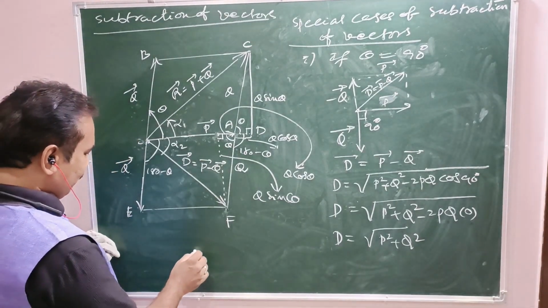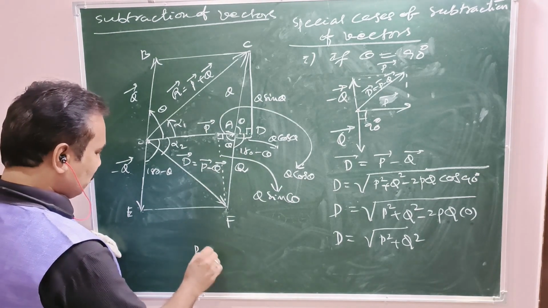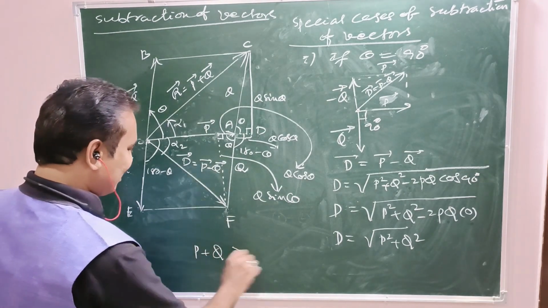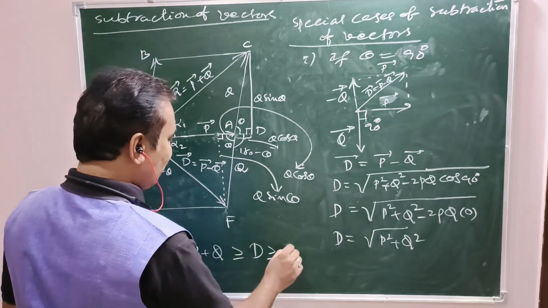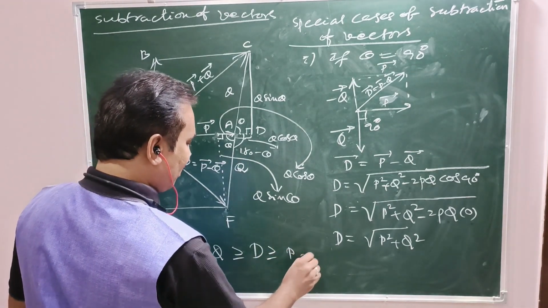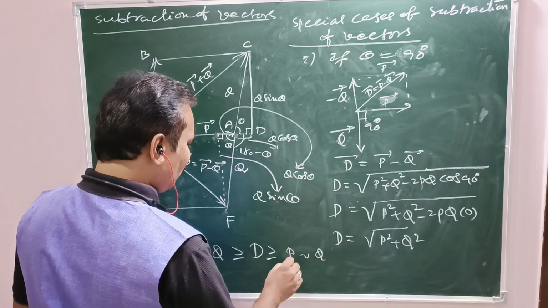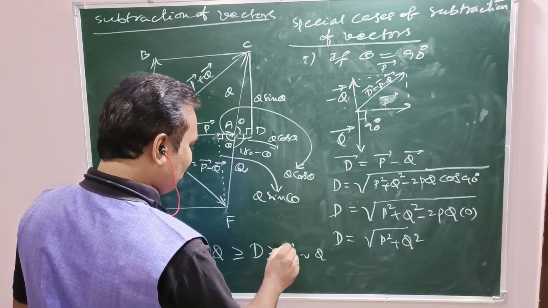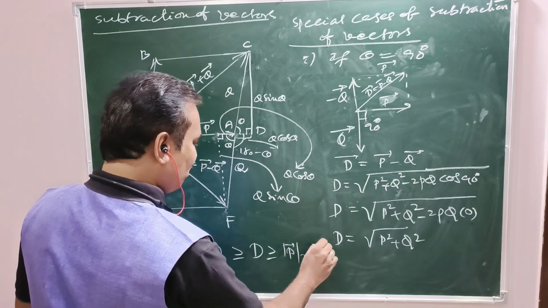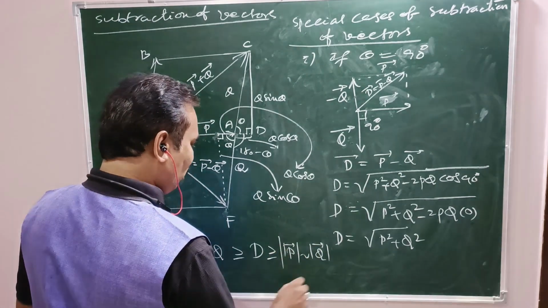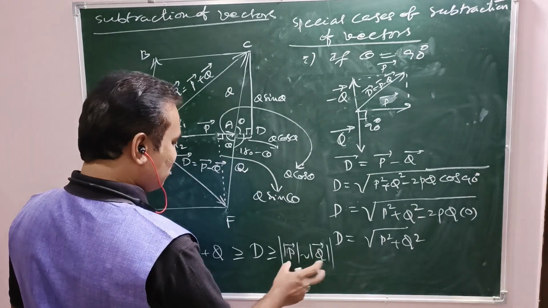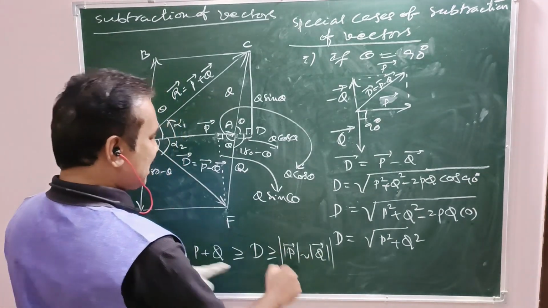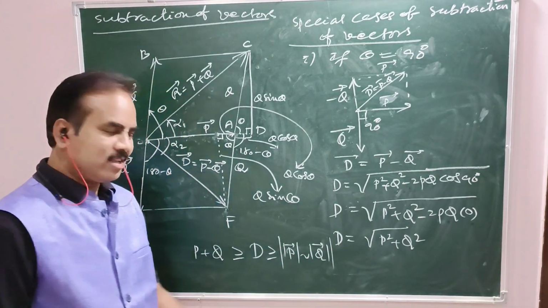Now I'm combining p plus q greater than or equal to the difference, greater than or equal to the difference of p and q. P means mod p bar, q means mod q bar. Take one more mod. Why? Because difference, meaning magnitude, can never be negative. That is the reason why I am taking one more modulus here.